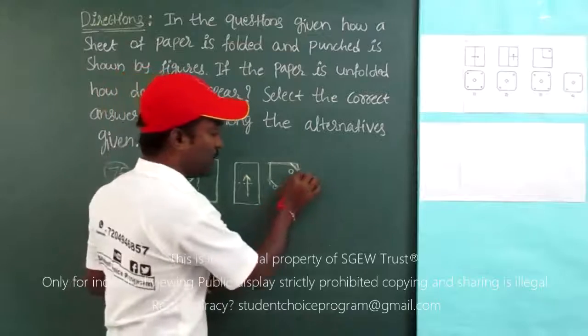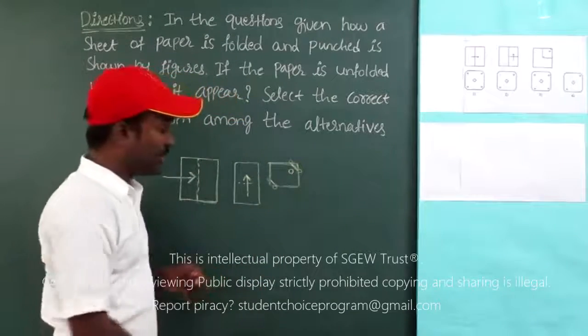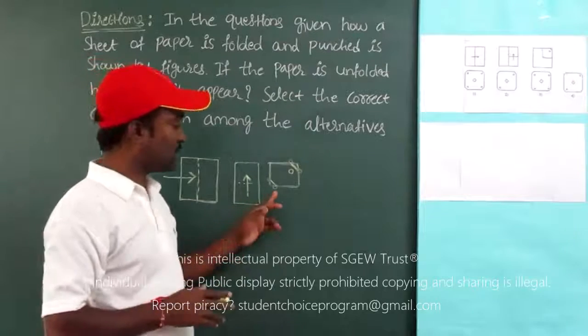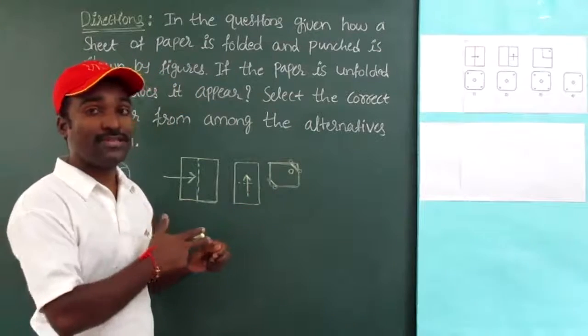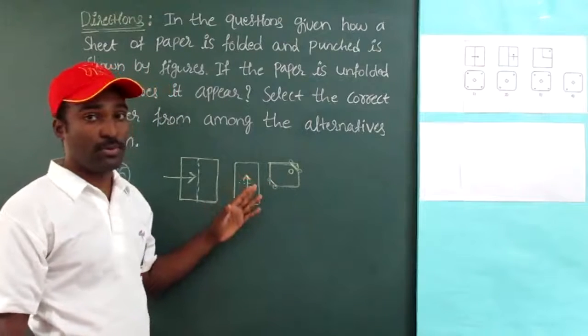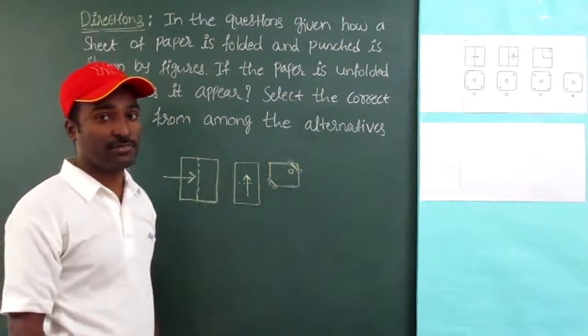Edges, okay, at this point. If it is a round cut, then it will not give edges. In this case it is a sharp line type cut, so it will give you edges. This is a very important point which can be used to eliminate some of the options.